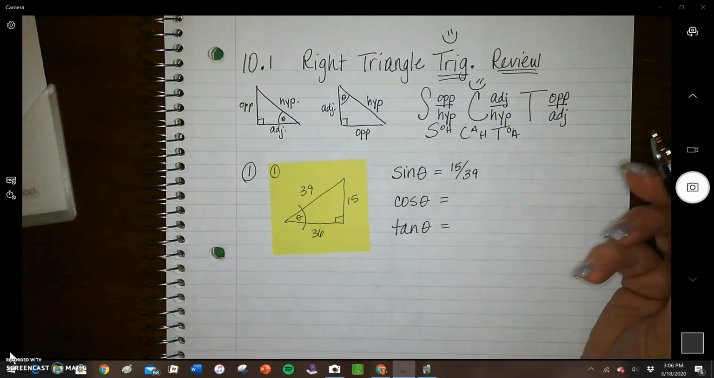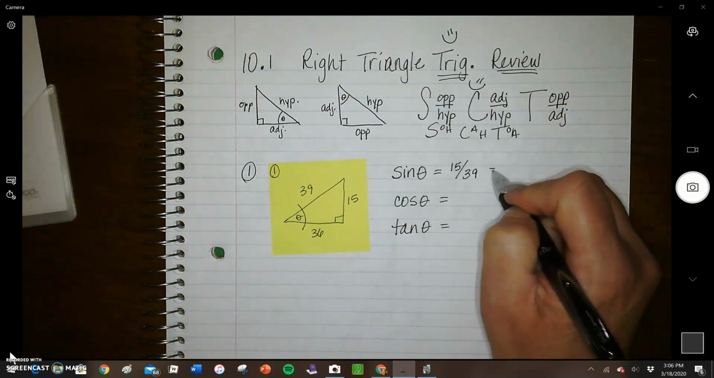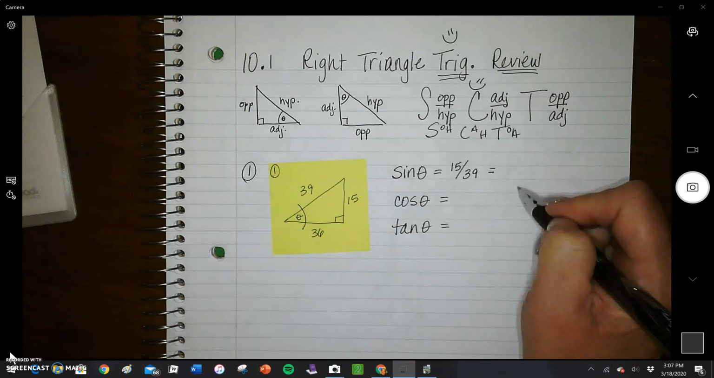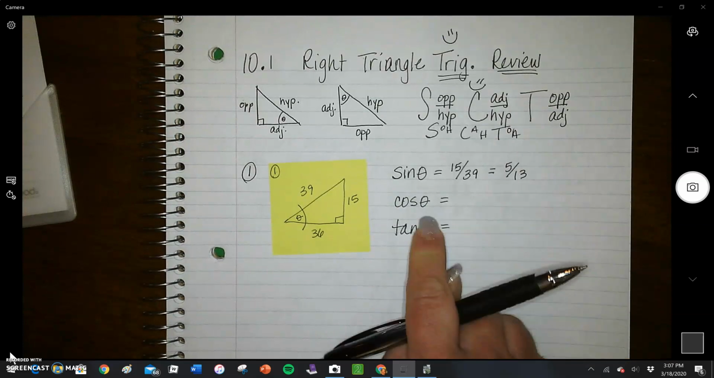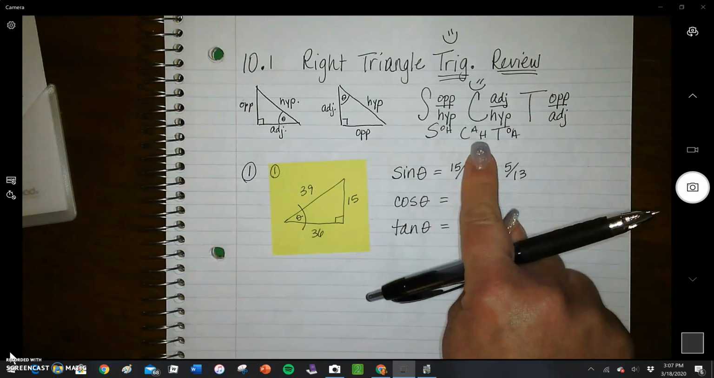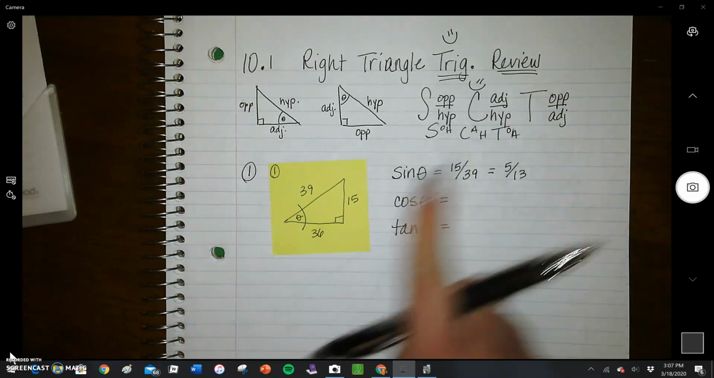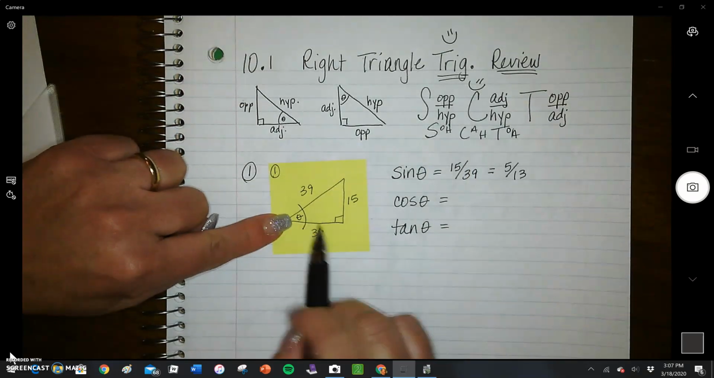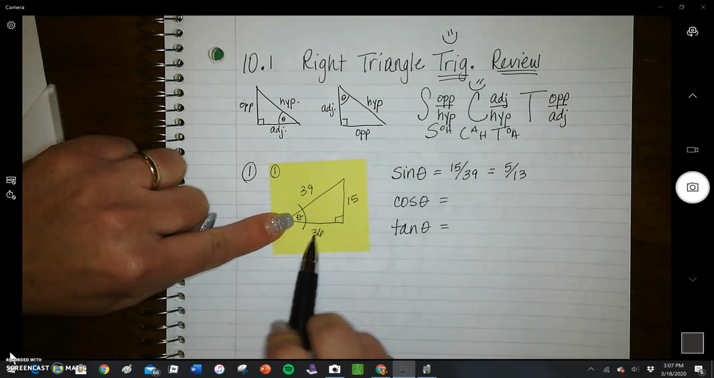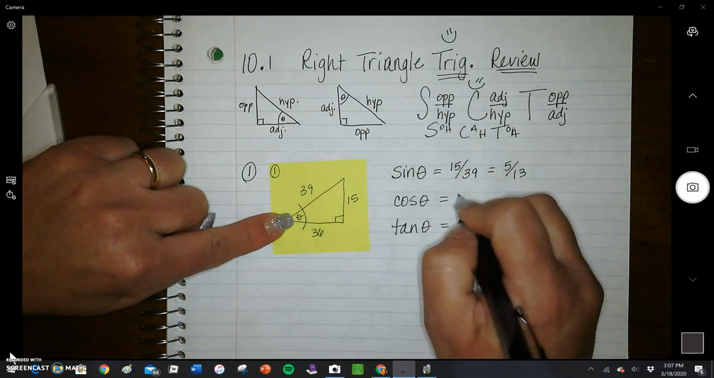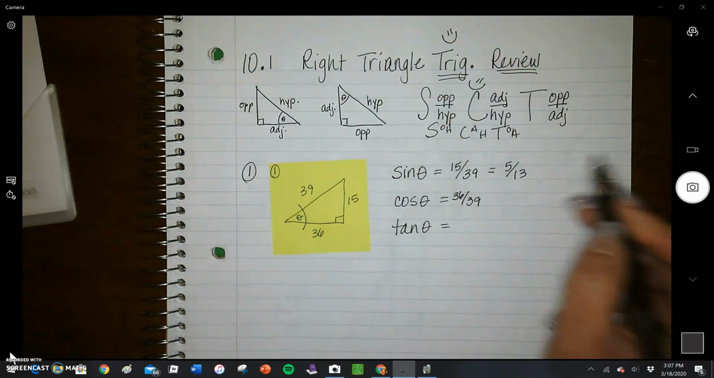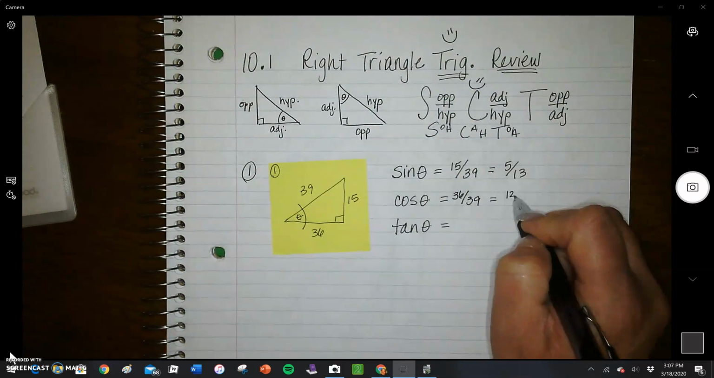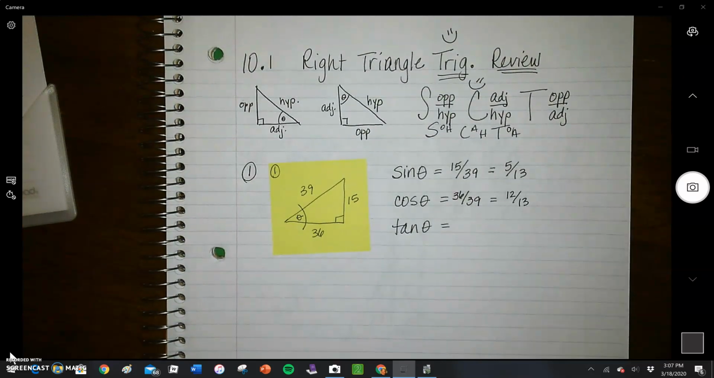If you can reduce the fraction, absolutely reduce the fraction. For this one, we can divide by 3 and get 5/13. Let's do the cosine of the angle. So CAH: adjacent and hypotenuse. From your angle, the side that is adjacent is 36. Hypotenuse is always that 39. And so I just write it that way. Again, I can divide by 3, and so I'm looking at 12 over 13.